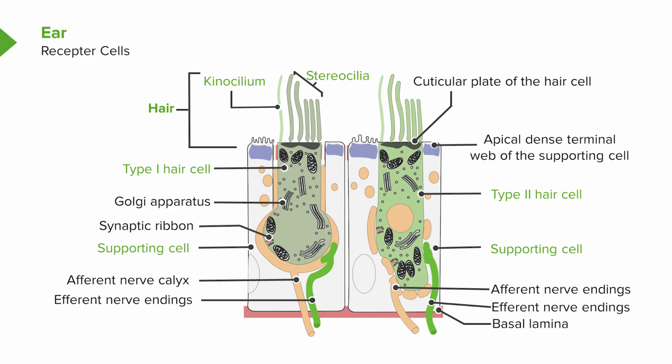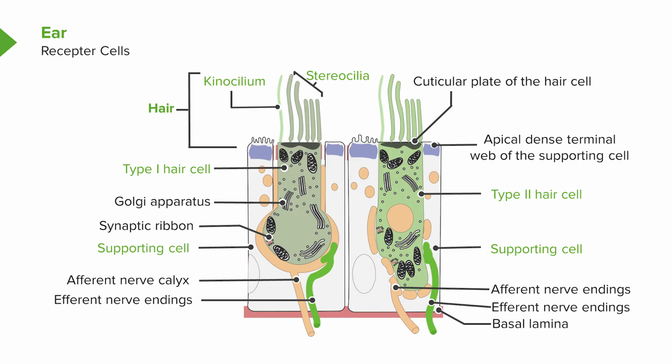There is also an efferent nerve supply. These efferent fibres probably alter the sensitivity of the hair cells. They may also amend in some way the information travelling back to the central nervous system via the afferent nerve fibres.